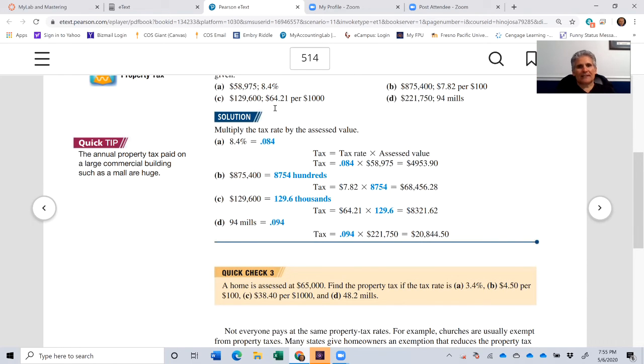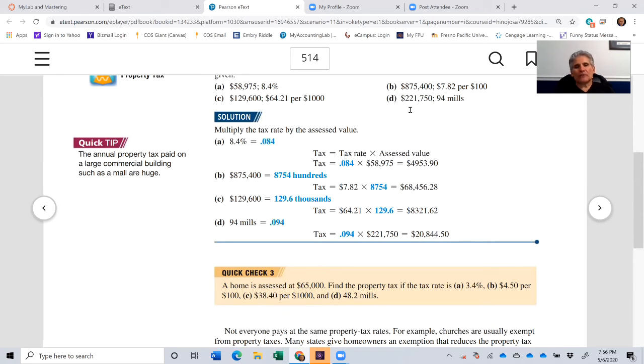129,600, that's C. That's based upon $64.21 per 1,000. So we just have to take the 129,600 and divide it by 1,000. That's going to give us 129.6 thousandths. We take the $64.21 rate, multiply it by 129.6, and we come up with $8,321.62.